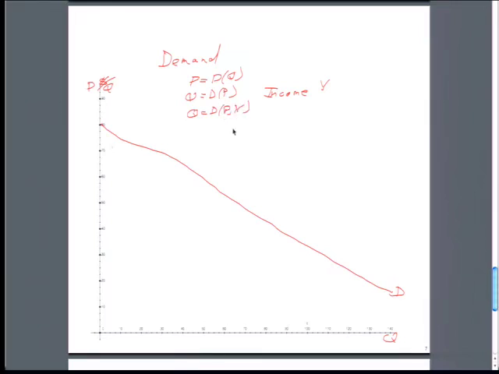Maybe I got a little extra money that I can add a donut in. So how much money is in my pocket is going to affect how many I'm going to demand. All right. So we could have different demand curves with different levels of income.